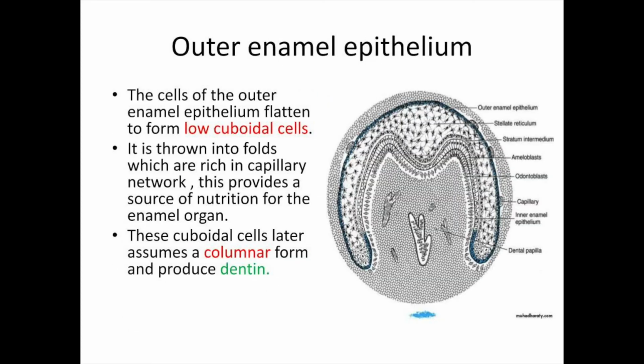Outer enamel epithelium. The cells of the outer enamel epithelium flatten to form low cuboidal cells. It is thrown into folds which are rich in capillary network. This provides the source of nutrition for the enamel organ. These cuboidal cells later assume a columnar form and produce dentin.